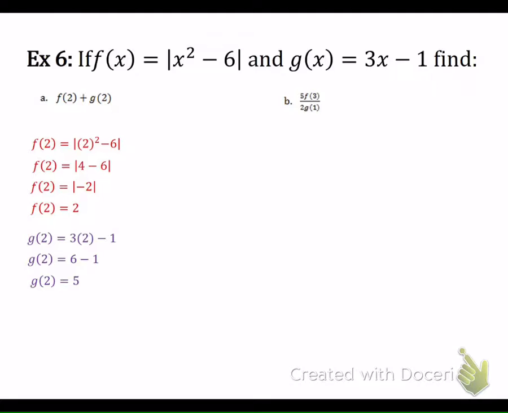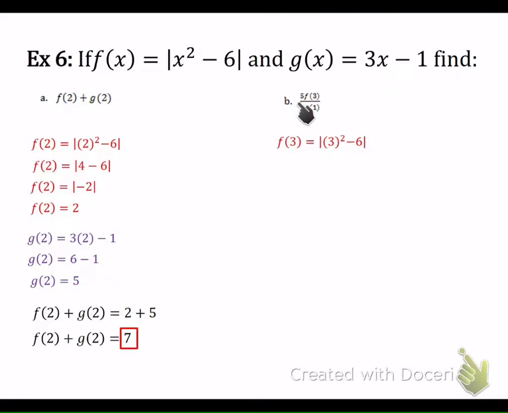Like I said, this goes quick. Now what? Add them together. I want to add the f of 2 and the g of 2. So 7 is the answer.